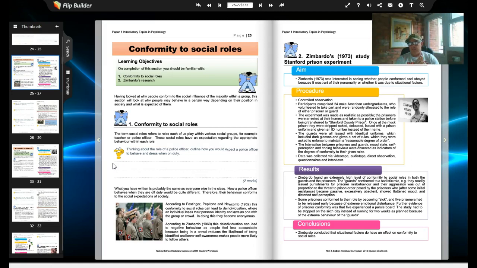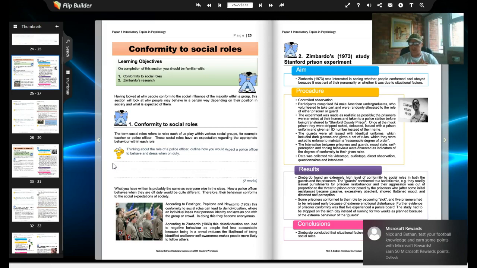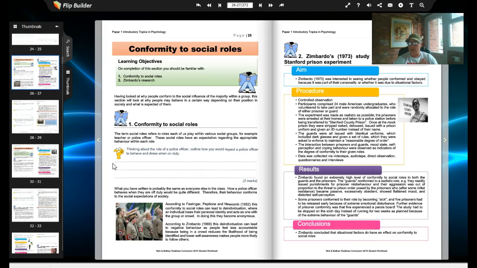So, basically, Zimbardo set up a controlled observation. Participants comprised 24 male American undergraduates who volunteered to take part and were randomly allocated to the role of either prisoner or guard. The experiment was made as realistic as possible. The prisoners were arrested in their homes and taken to a police station before being transferred to Stanford County Prison.